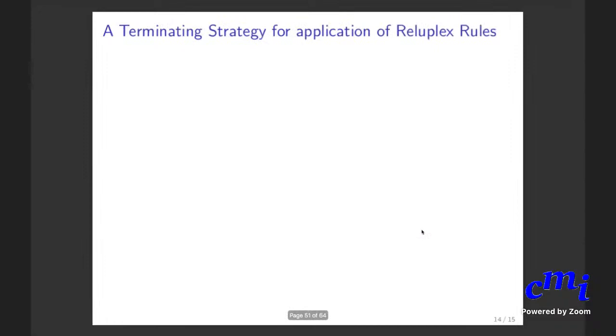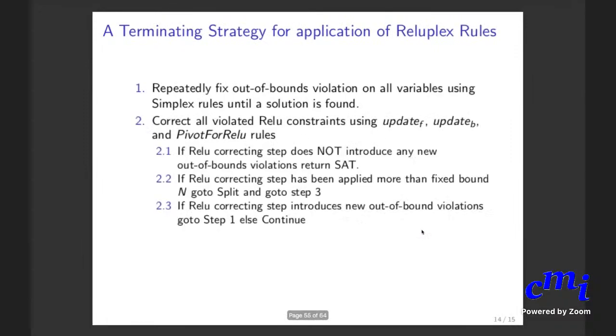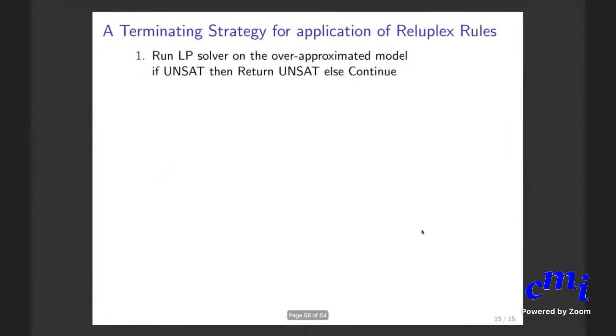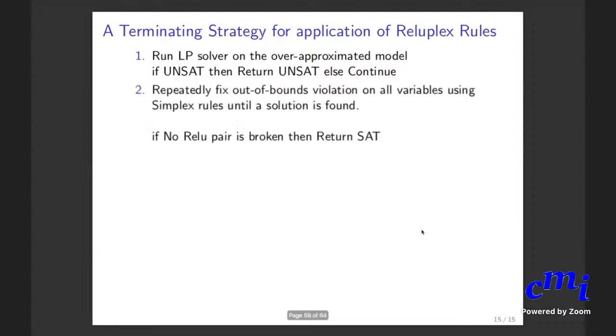Okay, so in summary, I'll show you the strategy for using ReLU. You run the LP solver. You first derive an over-approximated model by throwing away all the ReLU constraints so that you can make an LP instance out of it. Then you run an LP solver like simplex on it. If the problem is unsat, then you return unsat.